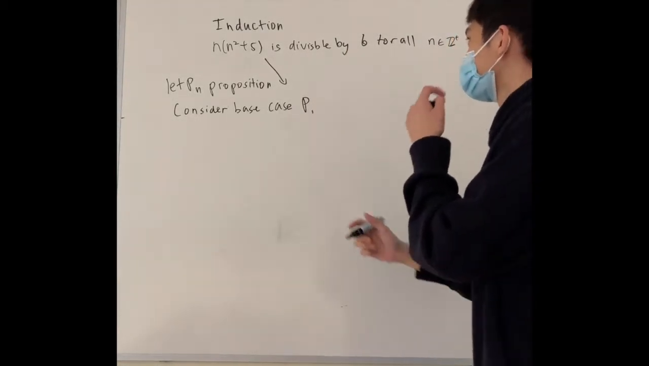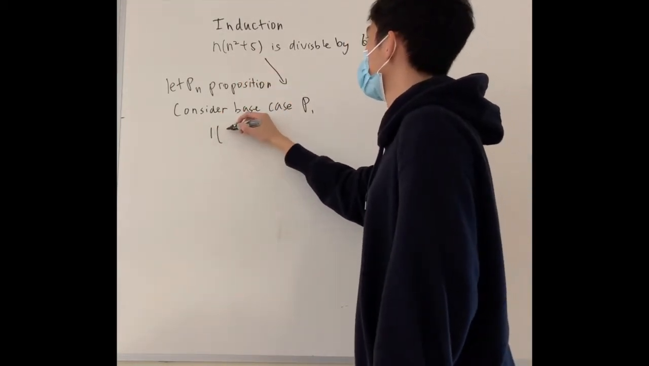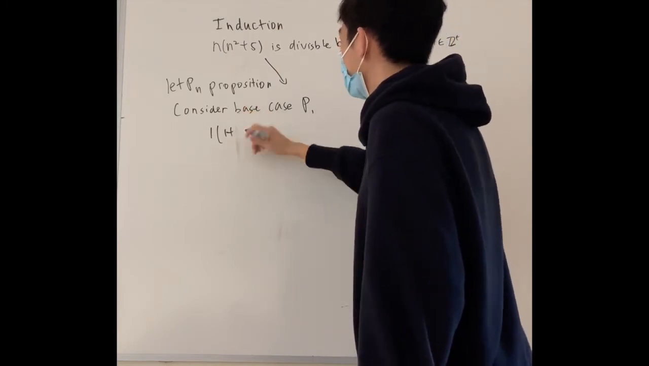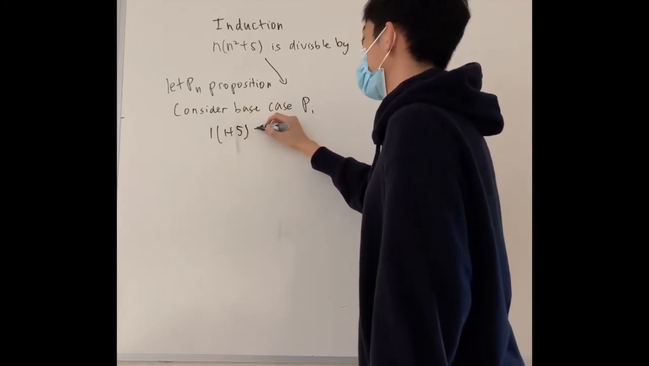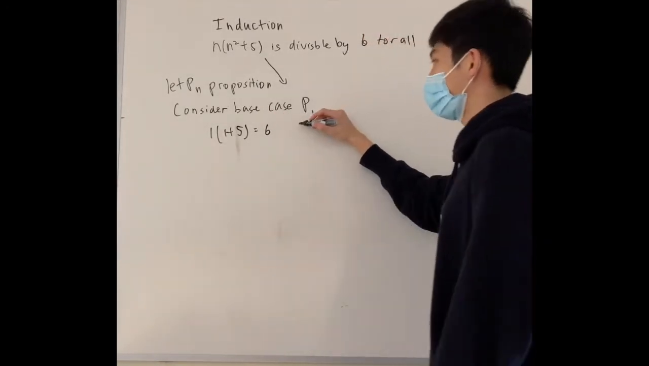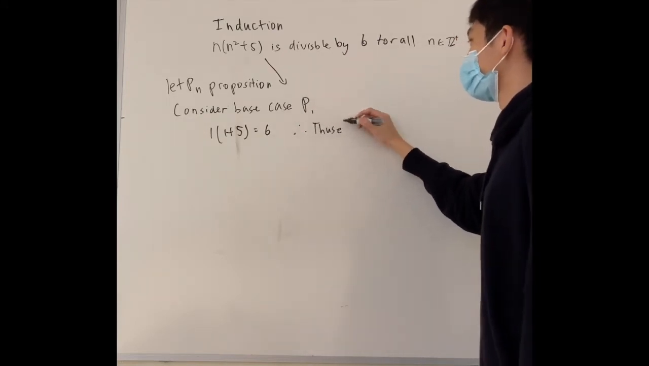So what you do is you sub 1 into your proposition. You get 1 times (1 squared plus 5), mind that, 1 squared plus 5. And this is equal to 6. And 6 is divisible by 6. And thus we have to write this down: thus the base case holds true.